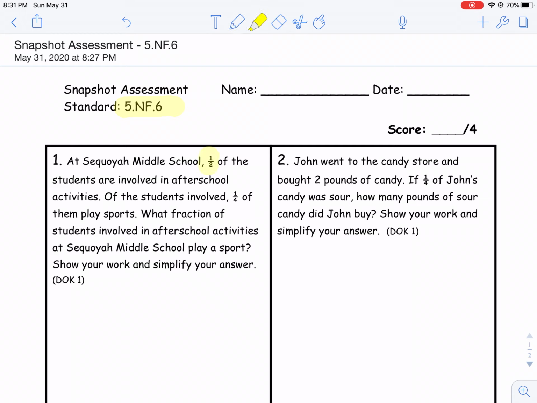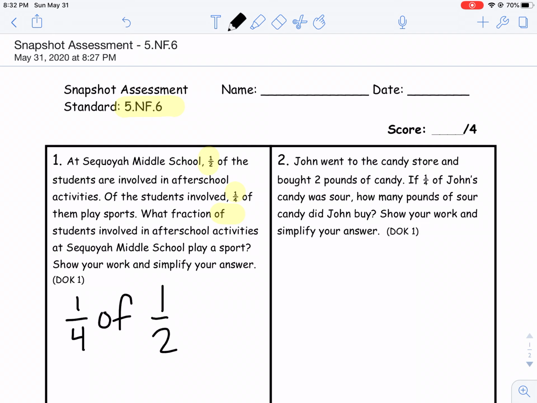So some of the things that I'm looking at is that 1/2 of all students are involved in after-school activities. Of the students involved, 1/4 of them play sport. What fraction of students involved in after-school activities at Sequoia Middle School play a sport? So I want you to think back to what we talked about with fractions when it says a fraction of another fraction. What is that asking us to do? Do you remember what operation that means? Well, I know I'm finding 1/4 of 1/2 here.